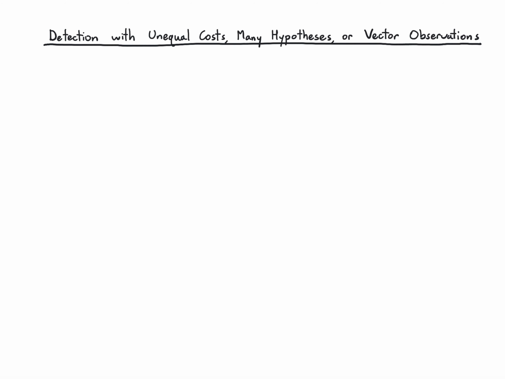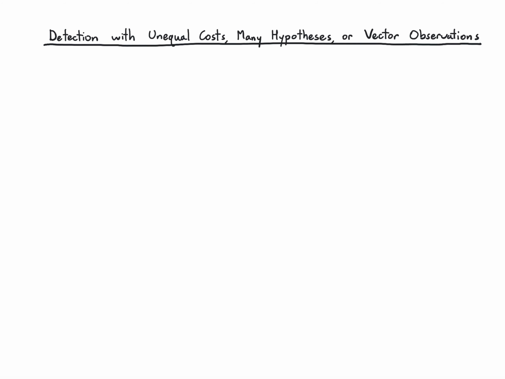All right, welcome back. So let's talk about detection with either unequal costs, many hypotheses, or vectors of observations, or maybe all of these things together. So maybe a combination of all of these different features. And the point of this video is to give you a framework to take the ideas that we've learned in detection theory, where we started with some kind of simple binary hypothesis and some examples. We took that to the likelihood ratio. And now we want to show you how you can use this framework in pretty complex scenarios.